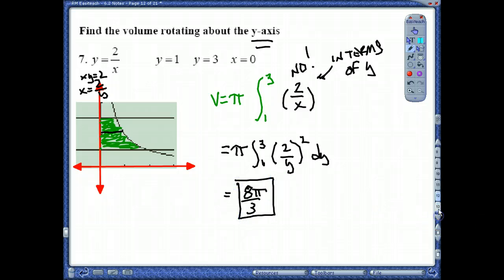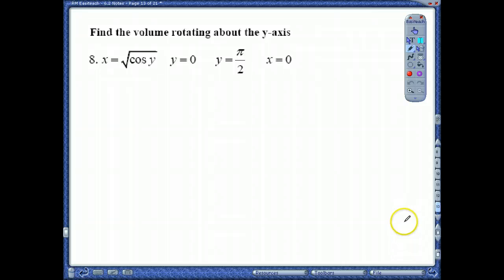Okay. Our last example for the day. We have, I say the best for last, x equals the square root of cosine of y, y equals 0, y equals pi over 2. The good news is everything's already in terms of y, so I'm ready to throw it in my integral. The only problem is I don't know what this picture looks like. I know I'm going from 0 to pi over 2, but I don't know what my picture looks like. This is where you actually have to think about some points that you know the answer for.